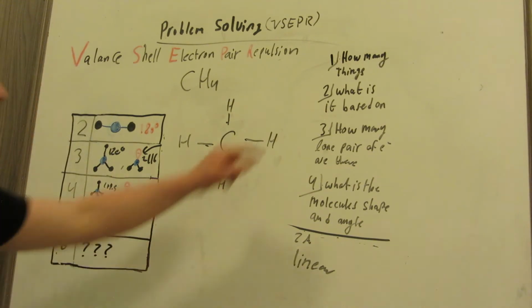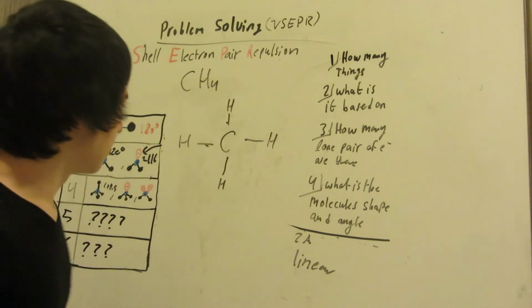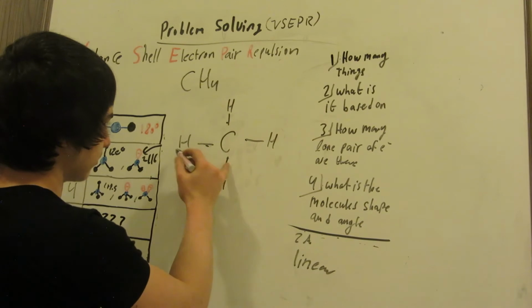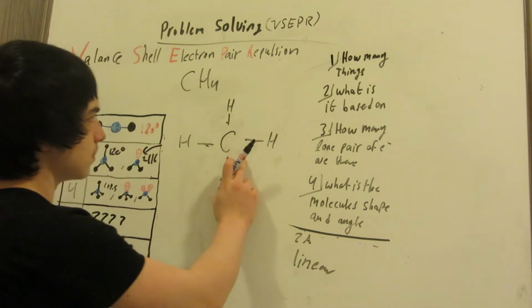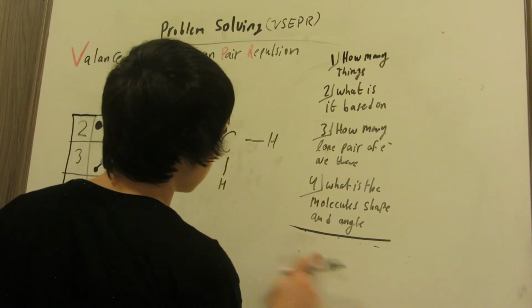From that shape, first rule, how many things are there? There are 1, 2, 3, 4 around the central atom. Any lone pairs of electrons? There are none. So we can just write 4 atoms.